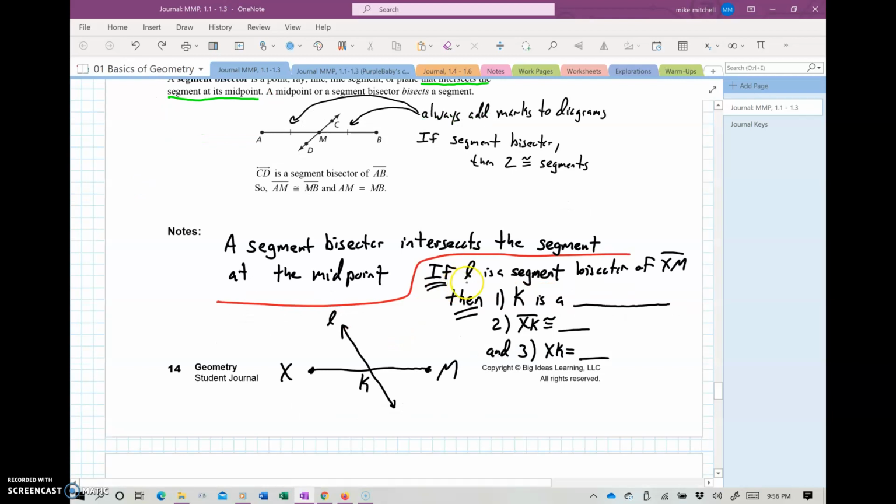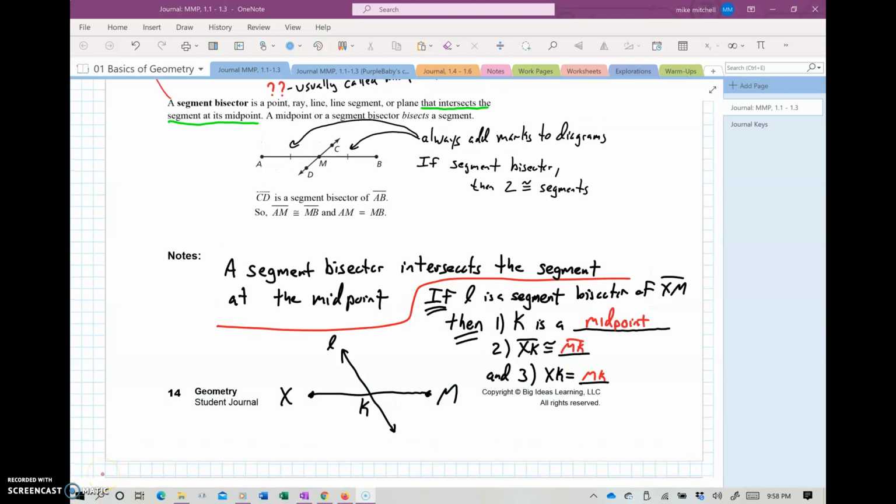So if L, and that would be line L, I probably should have said that, is a segment bisector of XM, then K is a blank. I'll let you think about that. Segment XK is congruent to what segment? And 3, the distance of segment XK is equal to what segment? So think about those for a second. Pause this. I'm going to write them in right now. So there we got our answers.